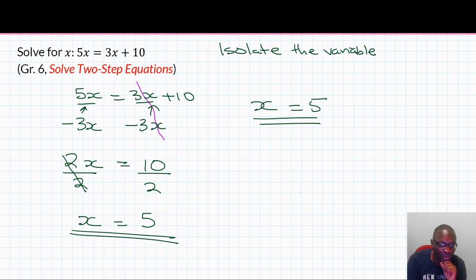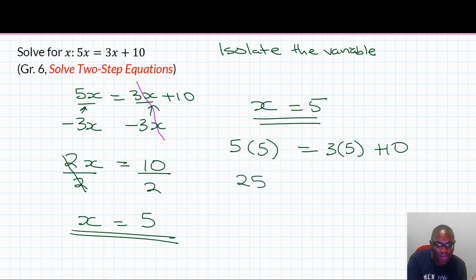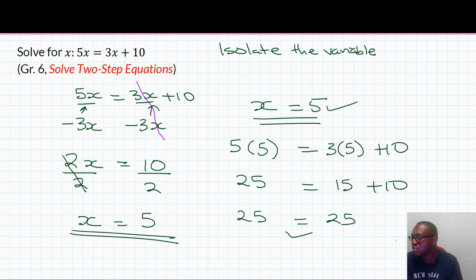And if you want to cross-check your answer, because that's always good practice, if you have the time, especially if you've been able to save time on your test and you want to go back and review your answers, we say x is 5, so 5 multiplied by 5 is equal to 3 multiplied by 5 plus 10. Let's see if this is true. 5 multiplied by 5 is 25. 3 multiplied by 5 is 15, and then we add 10 to that. So 25 is equal to 25. So this is a true statement. Therefore, our x is correct.